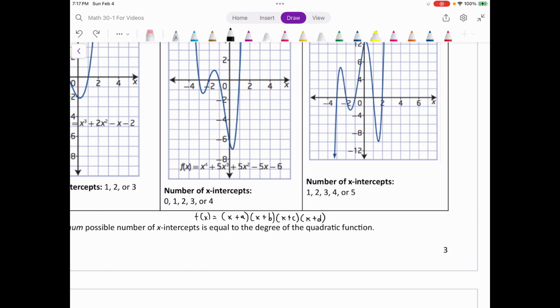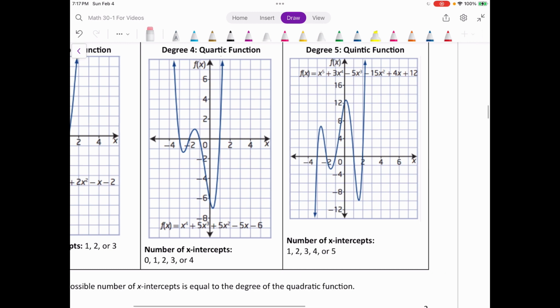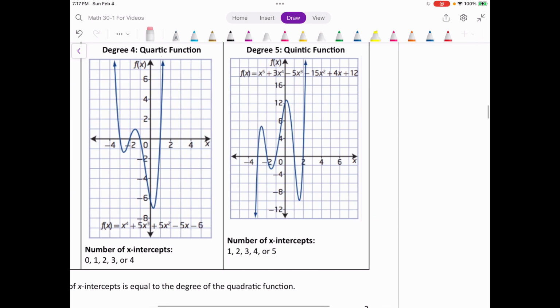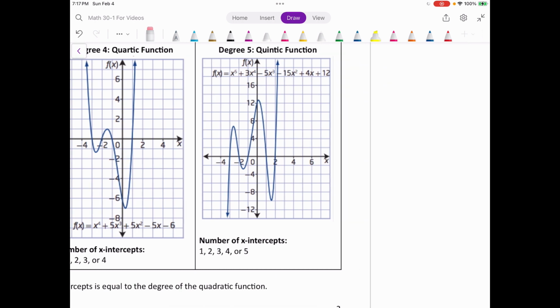Now again, not always, right? It's possible that 2 of them are the same x-intercept, and that would only give us 3 unique, right? If that factor showed up twice, that's only 3 unique x-intercepts. So it's key to remember it could have 4. That doesn't guarantee it will always have 4, but a quartic function can have up to 4, 0, 1, 2, 3, or 4. Quintic, very similar to the cubic, except we're adding in 2 more turns now, right?